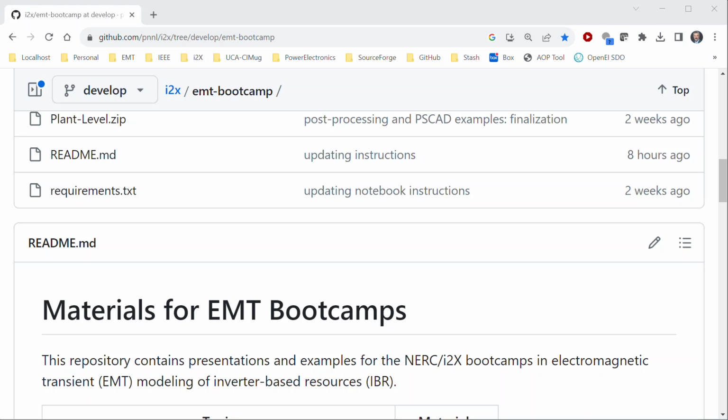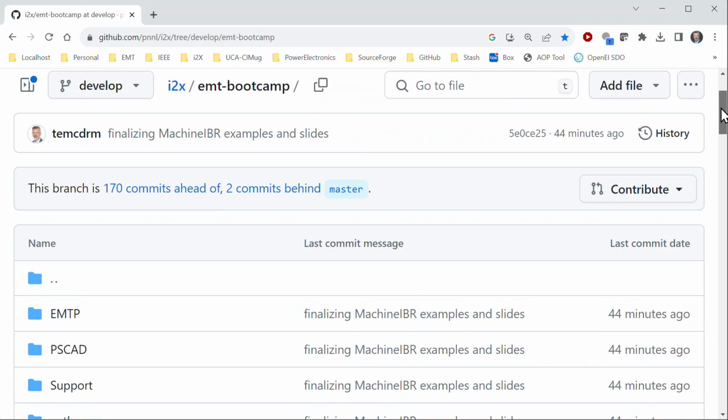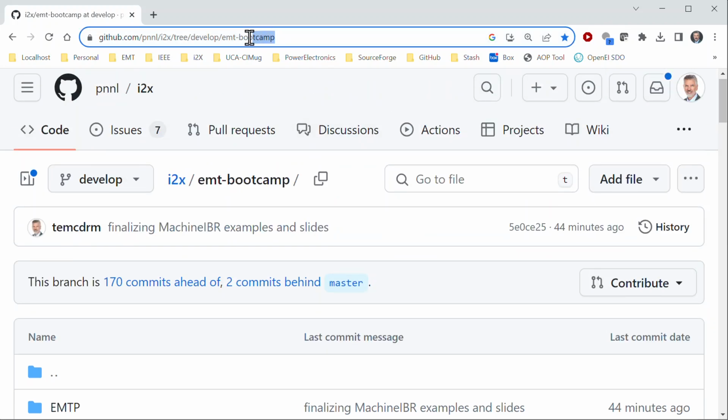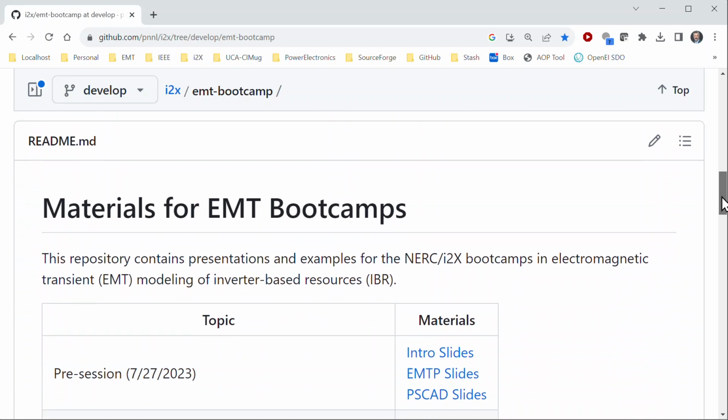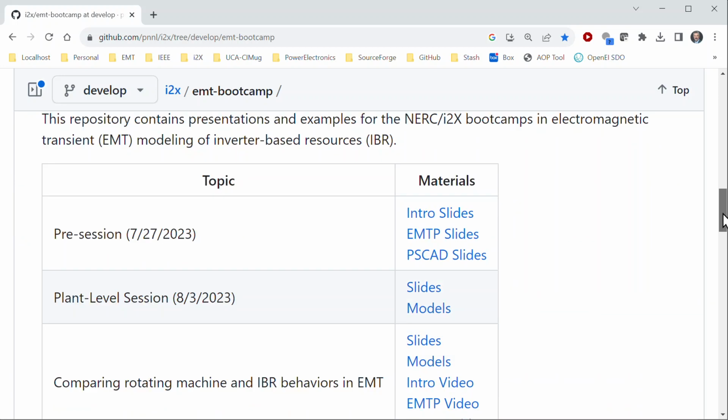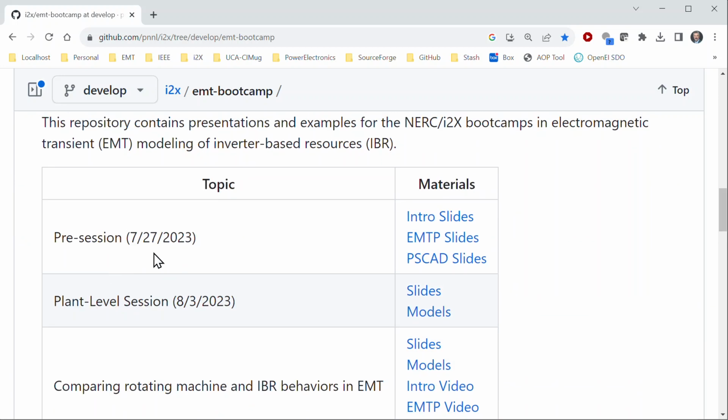The next thing you'll do is download the example model files and scripts for this module. This is the GitHub repository page. We sent this link out before. It's in your slide deck. But I reorganized the downloads into this tabular format. So the pre-session from July 27th and the plant level session from August 3rd, those files are the same. They're just reorganized in this table.